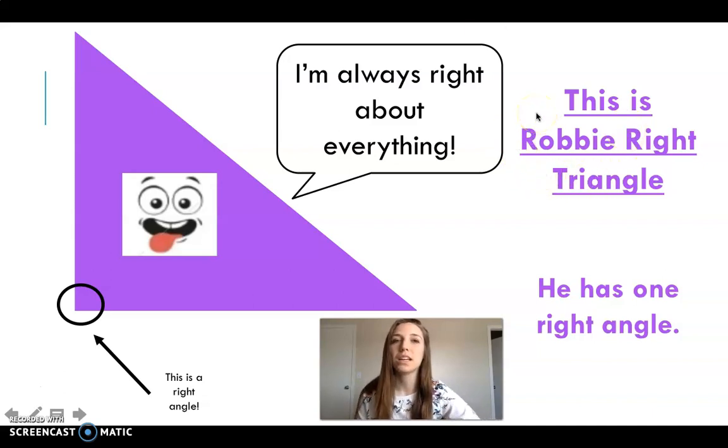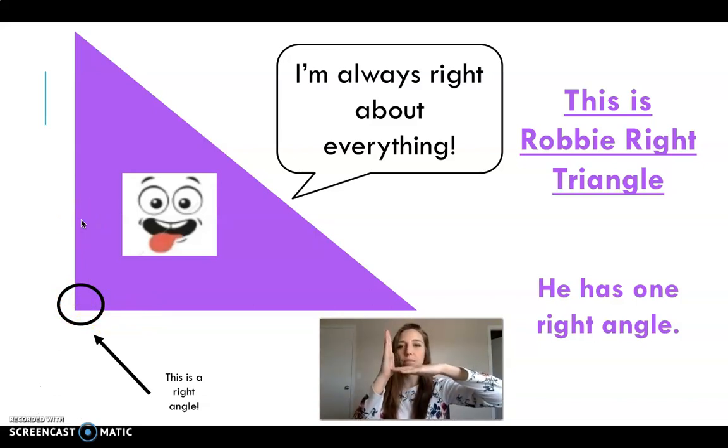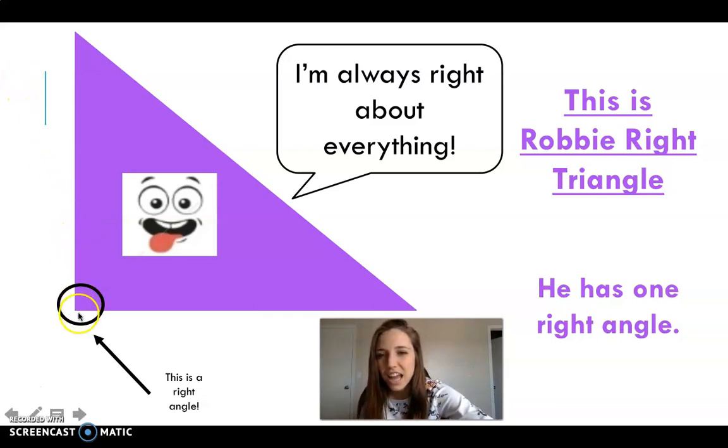So Robbie Wright, he's a little full of himself sometimes because he thinks he's right about everything, as you can see him saying that. But Robbie Wright, he's a little goofy. He has 1 right angle, okay? He has 1 right angle, and that's what this over here, this circle you see, it's circling his right angle. So a right angle, it makes a perfect L shape. If you look at it, it kind of looks like an L, doesn't it? Right here. Yeah, so that angle, it's making a perfect L.